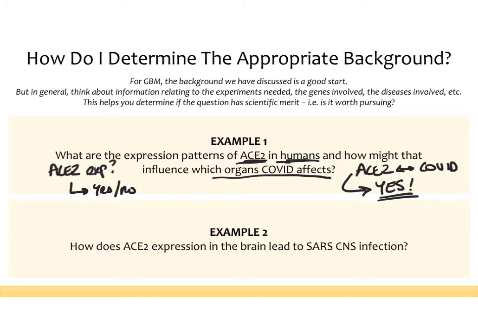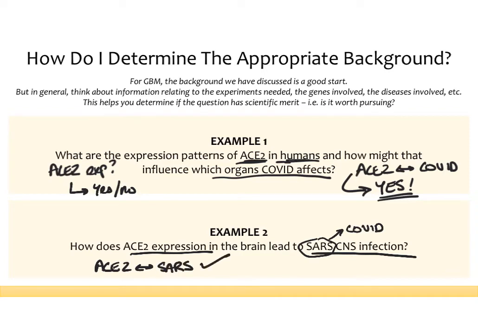A similar variation on this question, we might ask, well, how does ACE2 expression in the brain lead to SARS CNS infection? So SARS is a similar virus to COVID. And we've already talked about how the first assumption in this question is that ACE2 and SARS infection have something to do with each other. And this checks out because SARS is similar to COVID. A lot of the research around ACE2 was done when SARS was a big deal. And so we know that SARS does need ACE2 to get into cells. So this checks.